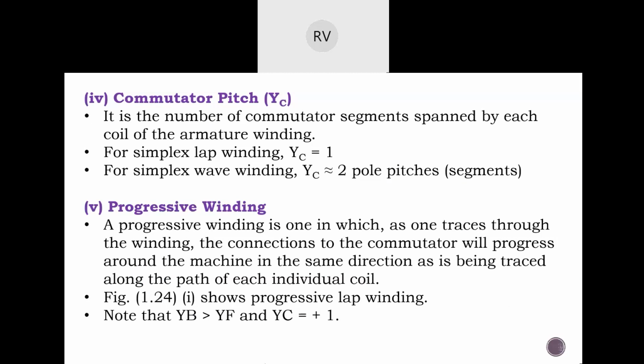Okay. The next definition which we are going to see is progressive winding. A progressive winding is one in which, as one traces through the winding, the connections of the commutator will progress around the machine in the direction as is being traced along the path of each individual coil. So, progressive winding.